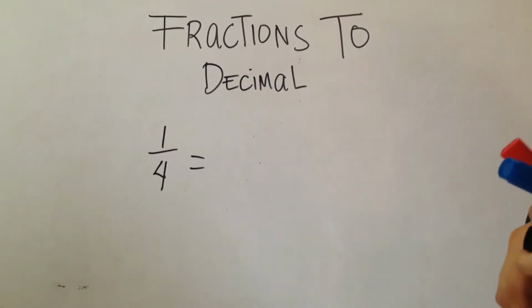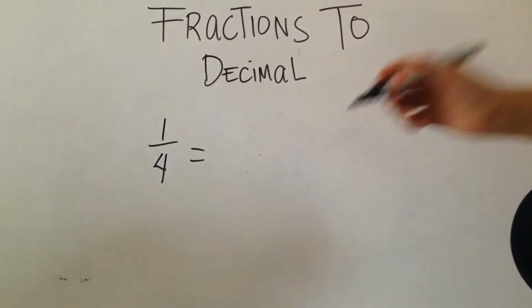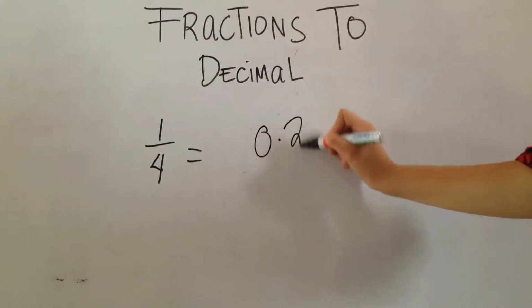To convert a fraction to a decimal, divide the numerator by the denominator. For example, 1/4. Divide the numerator by the denominator. So 1 divided by 4 is equal to 0.25.